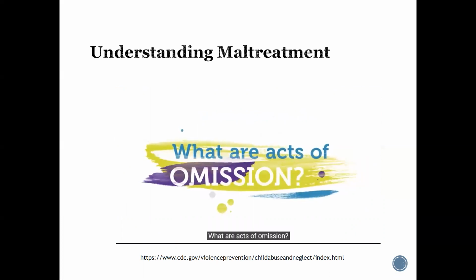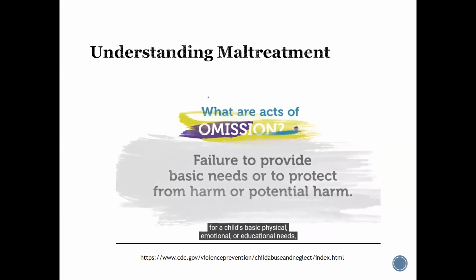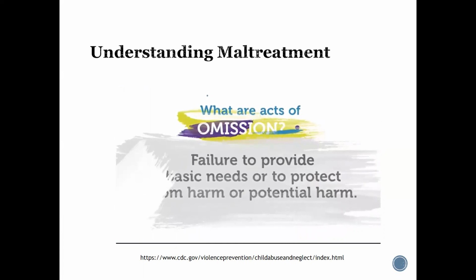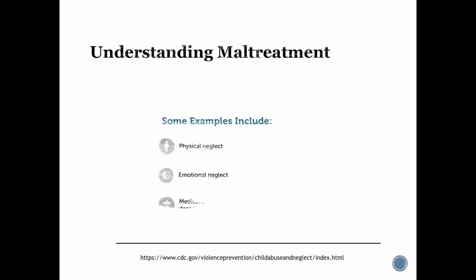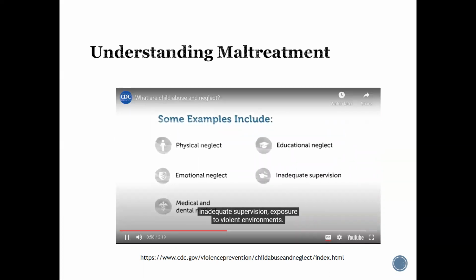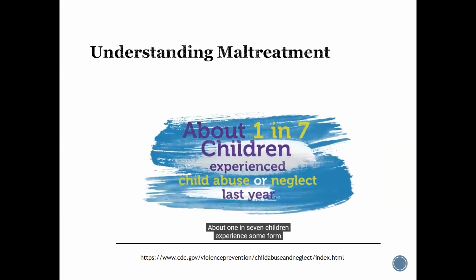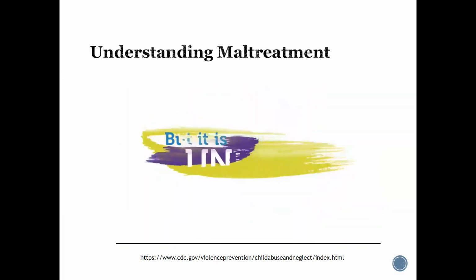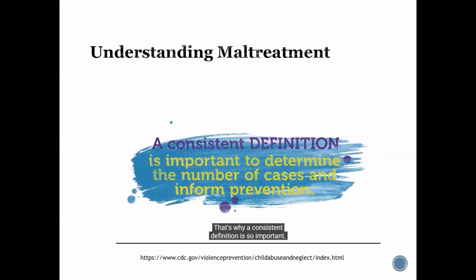What are acts of omission? Acts of omission are the failure to provide for a child's basic physical, emotional, or educational needs, or to protect a child from harm or potential harm. Some examples include physical neglect, emotional neglect, medical and dental neglect, educational neglect, inadequate supervision, exposure to violent environments. About 1 in 7 children experience some form of child abuse or neglect in the last year. But we know the problem is underreported. That's why a consistent definition is so important.